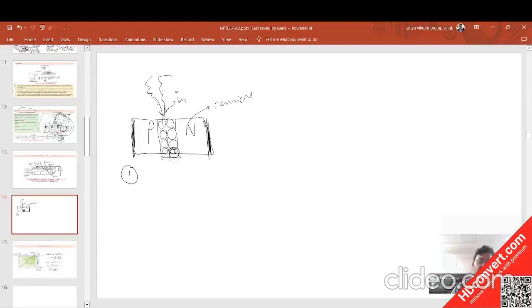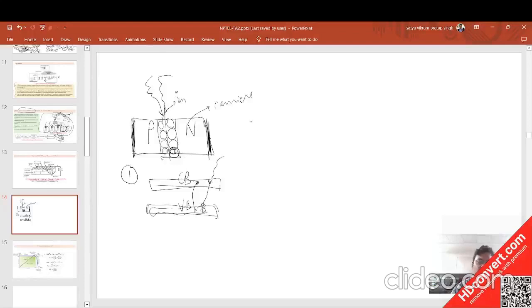When the light falls on this system, there are two kinds of bands, the valence band and the conduction band. When this energy falls on the valence band, electrons and holes are created in the system, and the electron jumps to the conduction band and starts to flow.